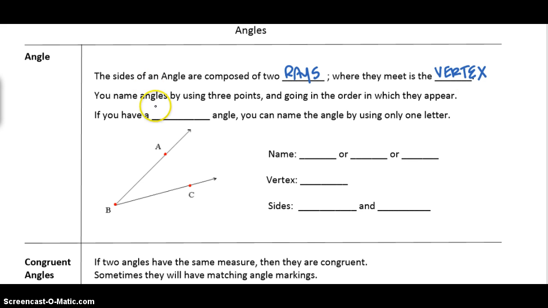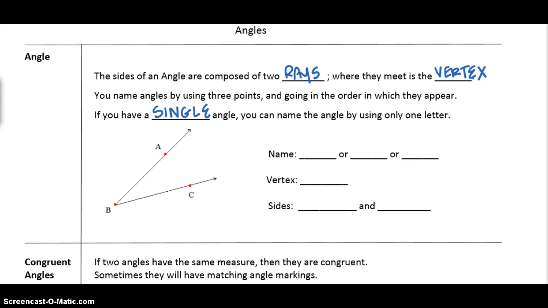If you have a single angle, just one angle, no other angle coming off of it, then you can name that angle by using just one letter. So let's talk about all this stuff in that picture right here that we have. So that angle right there, do you notice there's two rays? There's a ray, there's a ray. We can name this angle 3 ways because there's just one angle here.